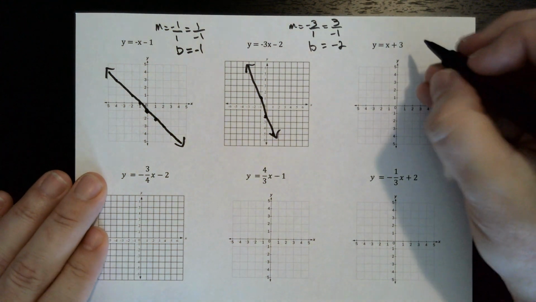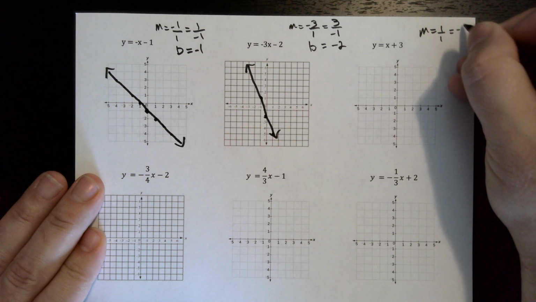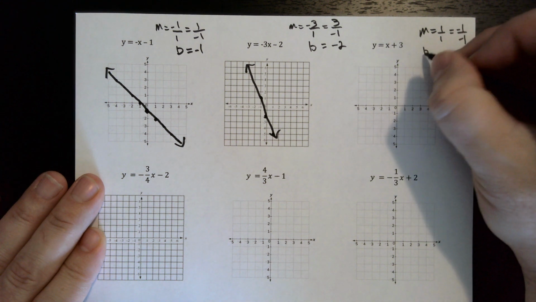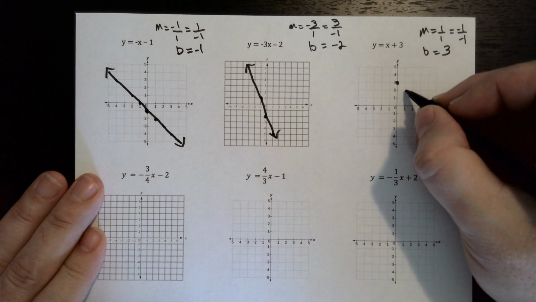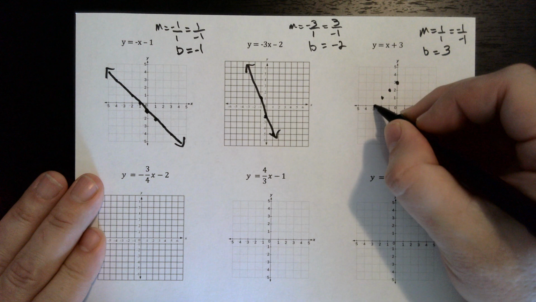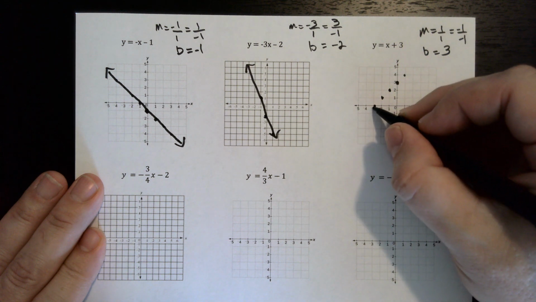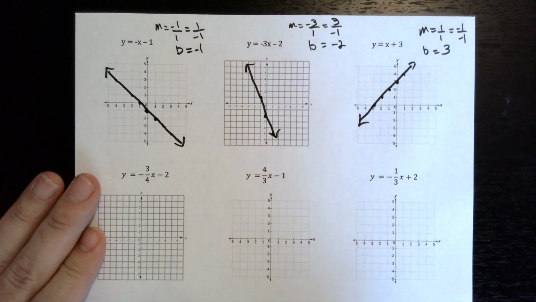All right, the next one, our slope is equal to 1 over 1 or -1 over -1, and our y-intercept is equal to 3. So I'll go to 3, and I can go either down 1, left 1, like this, or I can go up 1, right 1, like this. So there is my line right there.